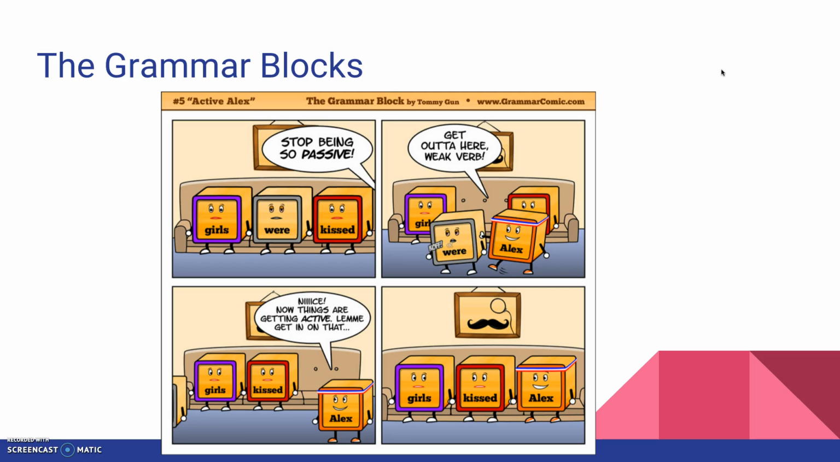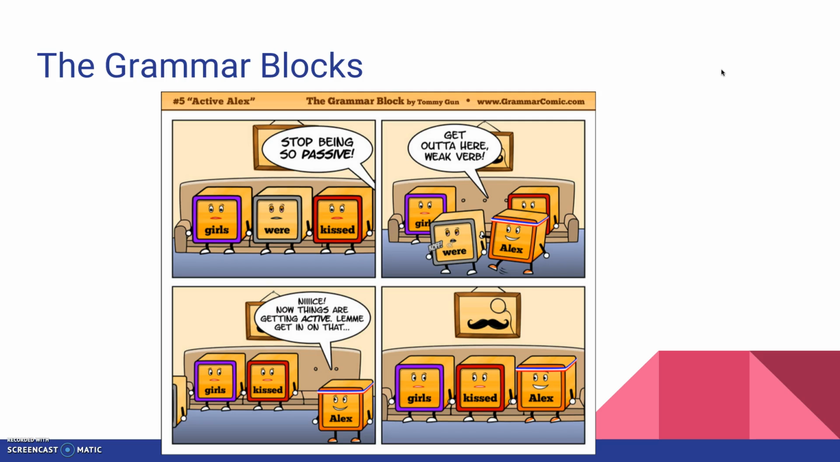If you see this comic, it kind of shows what we've been learning. So in the first square, if you look at the blocks, it says girls were kissed. And there's a speech bubble saying stop being so passive. And the reason they say that is because girls were kissed is a passive voice sentence. And if you look at the next block, it shows how this other block with the word Alex on it is coming into the couch. And if you look at the rest of the comic, it says, nice, now things are getting active. Let me get in on that.